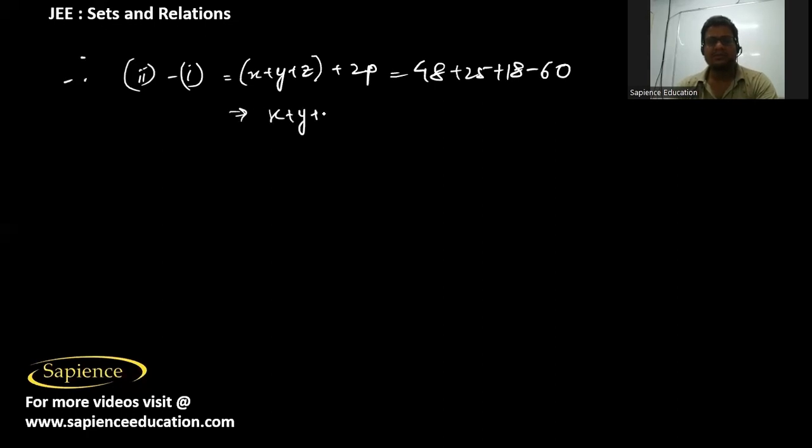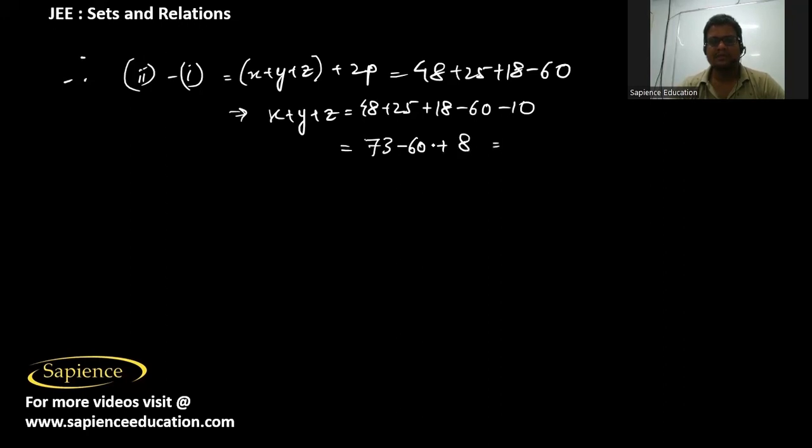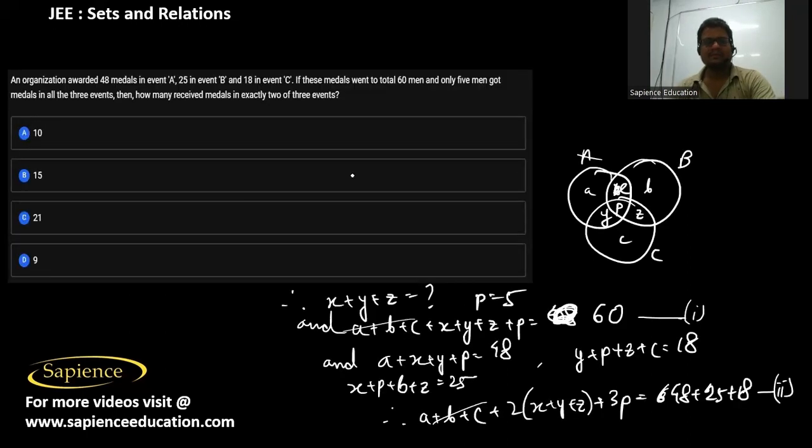So x plus y plus z will be equal to 48 plus 25 plus 18 minus 60 minus 10. So this will be equal to 73 minus 60 plus 18 minus 10, that is 8. So this is 13 plus 8, that is equal to 21. So it means 21 of them received medals in exactly two of the three events. So option C is the correct answer.